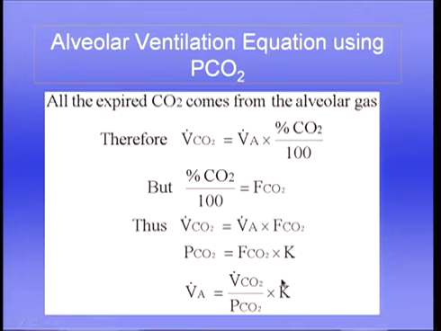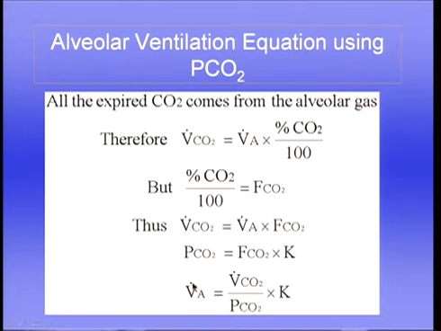So this turns out to be a very important equation in the subsequent work we're going to be doing on gas exchange. You can see, for example, that if the CO2 production is normal, which it generally is, then the alveolar ventilation and the PCO2 are inversely related.